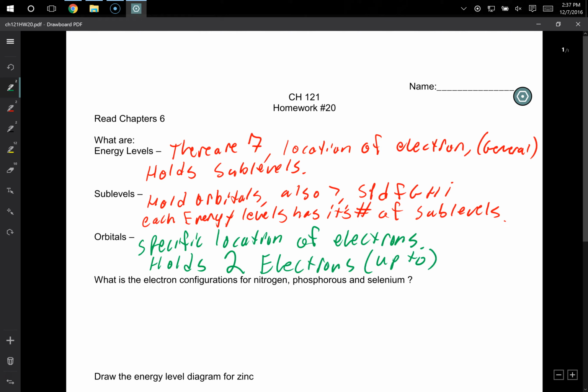Holds up to 2 electrons. It could have none in it, or it could have 1, or it could have 2, but you can't have any more than 2.